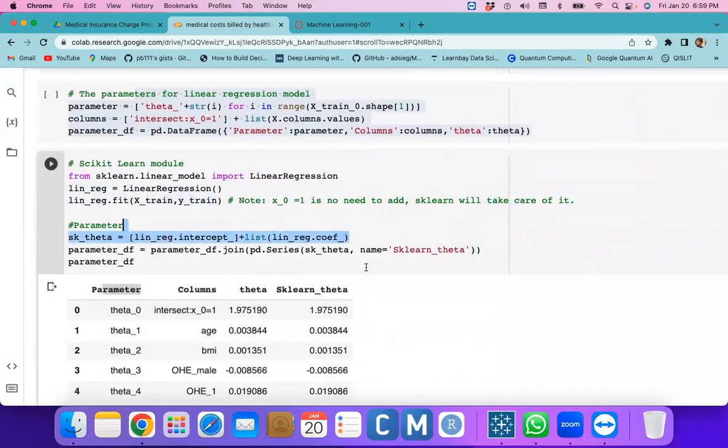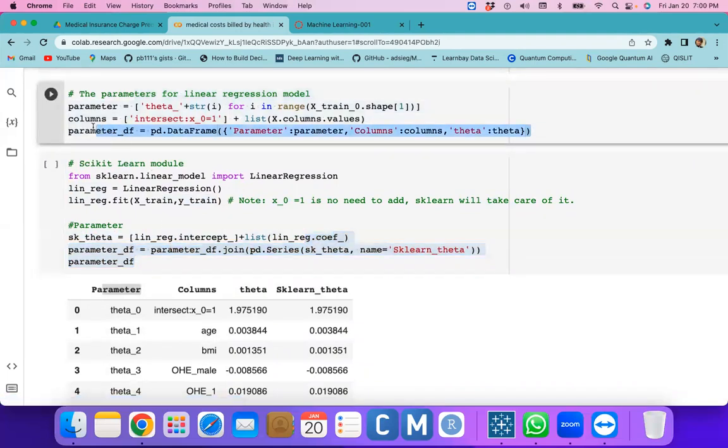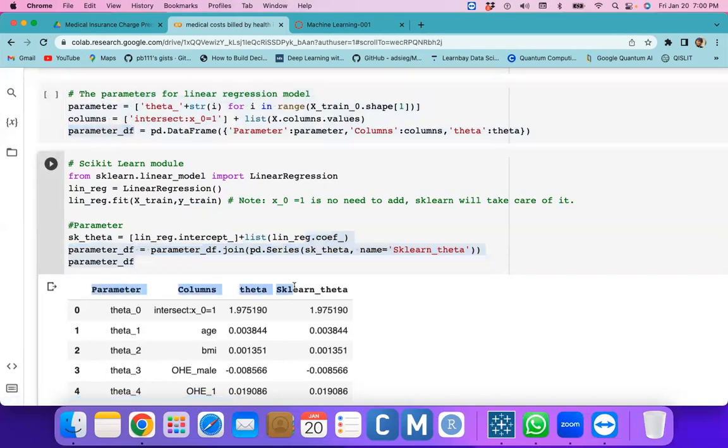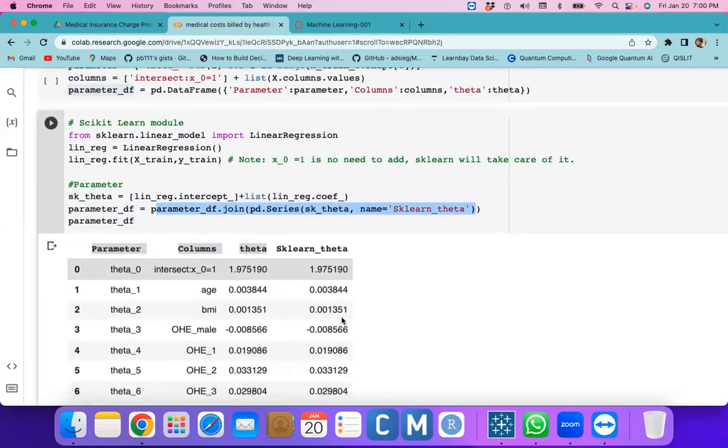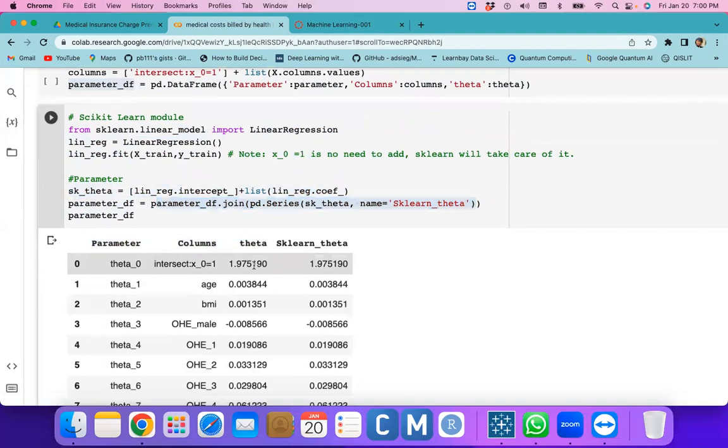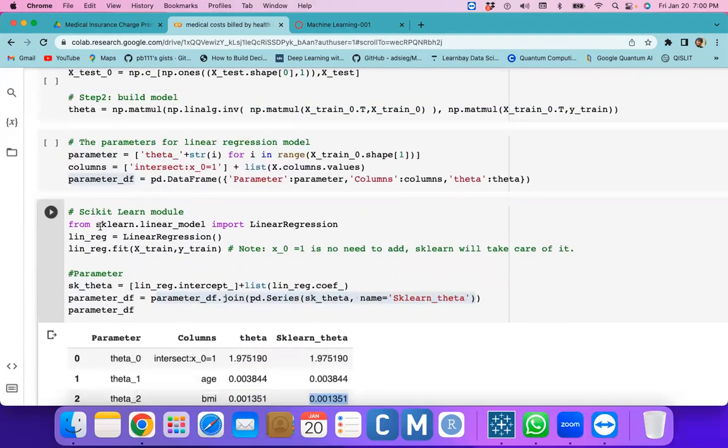So with the help of this, we are concatenating with your previous parameter underscore data frame. This is the data frame which has only parameters, columns, and theta. But whatever theta values we calculated with scikit-learn, we are joining with the previous data frame. So carefully observe here: by manual calculation and by linear regression, is it the same theta values or not? That is the importance of this scikit-learn library.